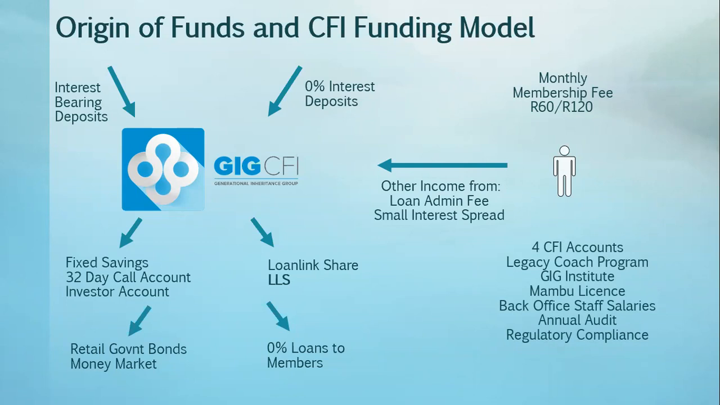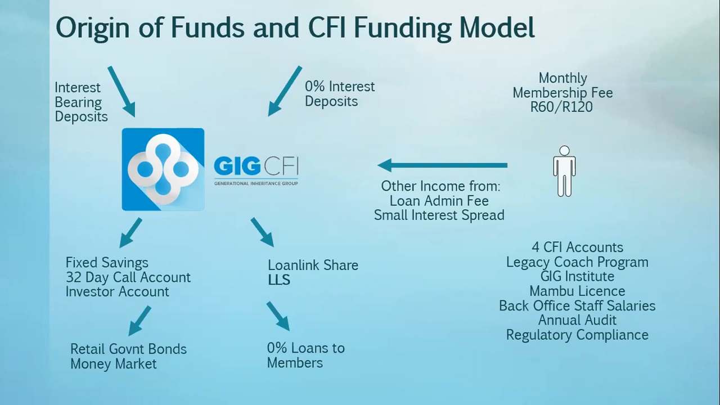But then on a monthly basis, you pay 120 or 60 Rand. The 120 Rand includes funeral cover, and the 60 Rand offers you all the other stuff that we have there. With that, you get 4 CFI accounts, which we'll go into more detail. There's a legacy coach program that we haven't gone into too much detail yet, but you have access to the GEEK Institute with a wealth of information available to you.